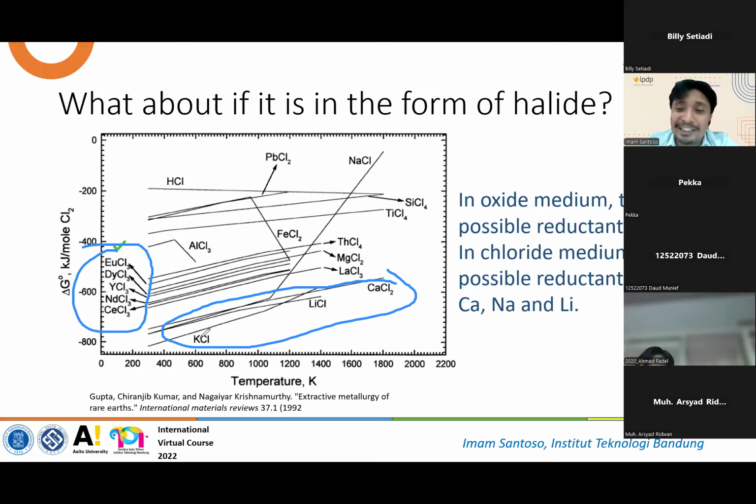Now you can use calcium because calcium is below the rare earth chloride in the Ellingham diagram. So this is also a fundamental of the extraction of rare earth.